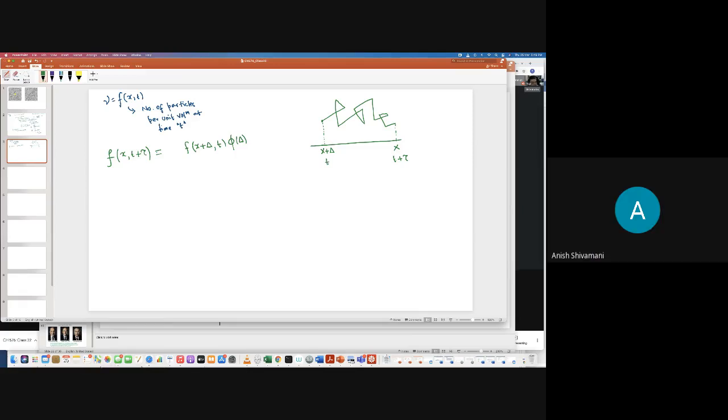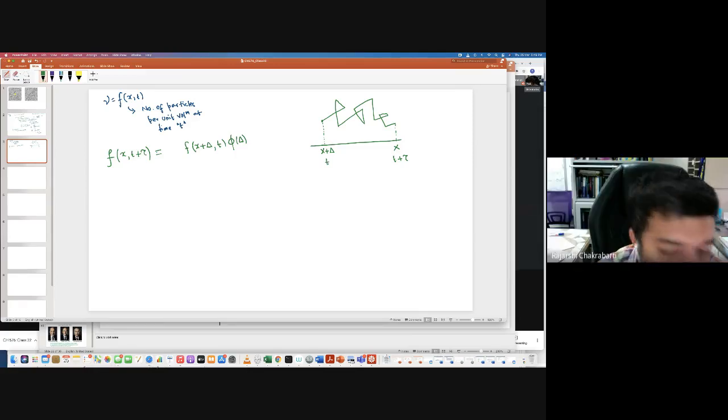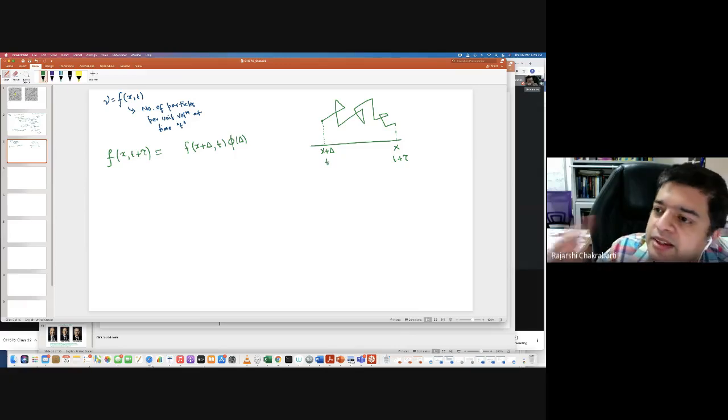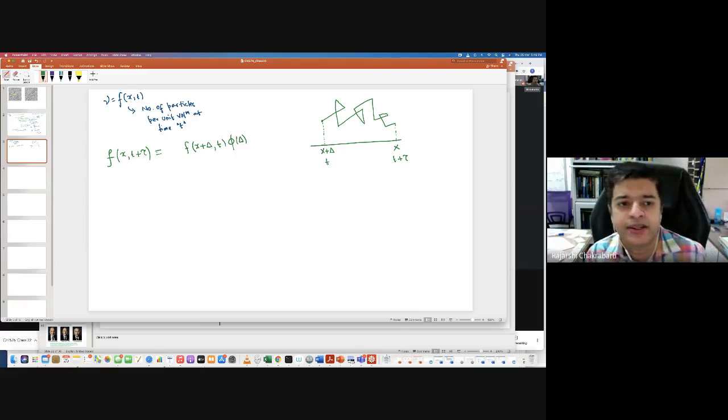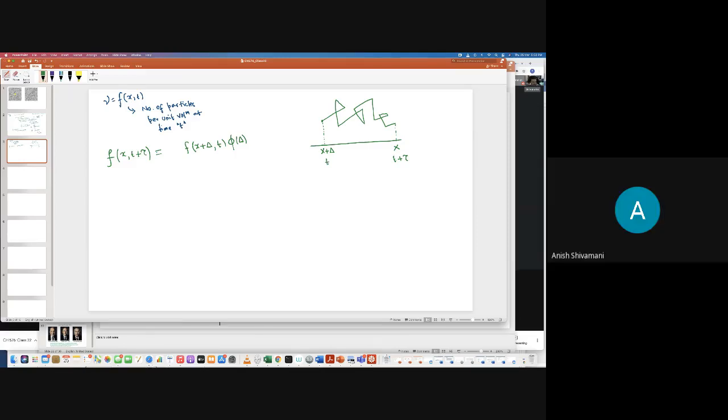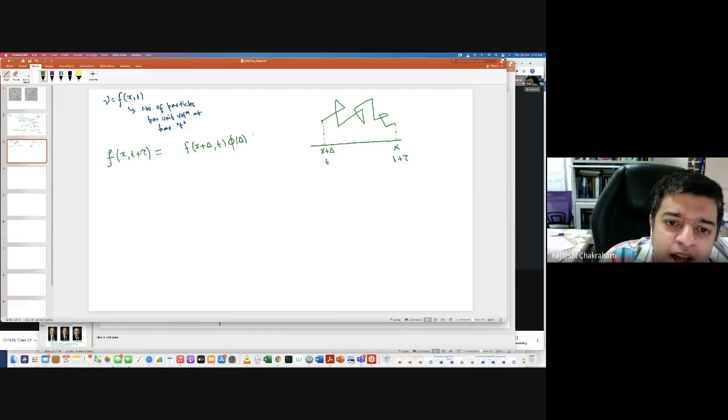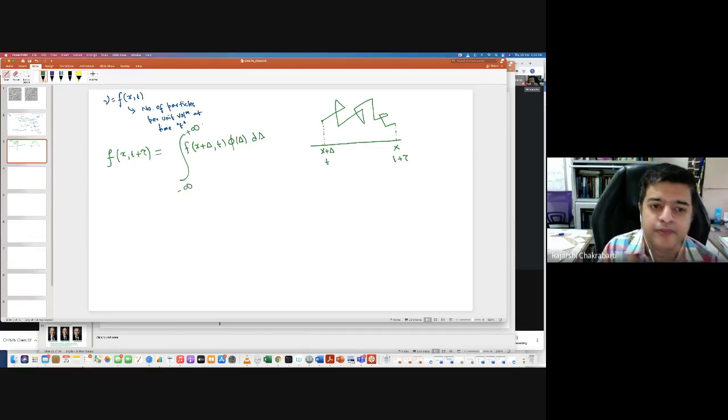So integrate over. I should actually integrate over all possible values of delta, because delta is the jump within the time interval tau, but delta can vary. It could be from what to what? Delta could be from minus infinity to plus infinity. So actually I should integrate this quantity. Is this clear? This is very important.